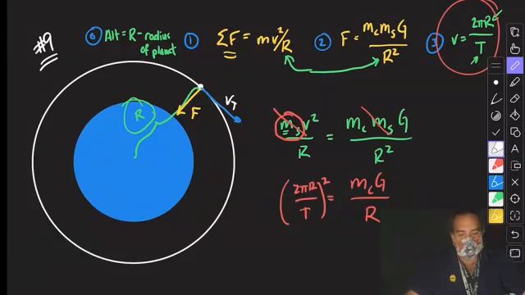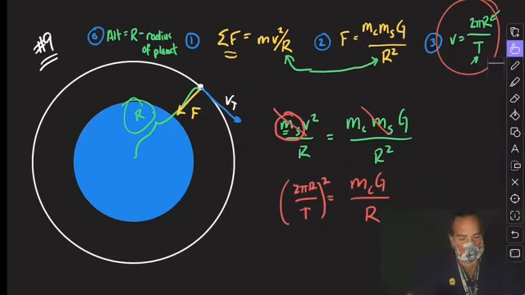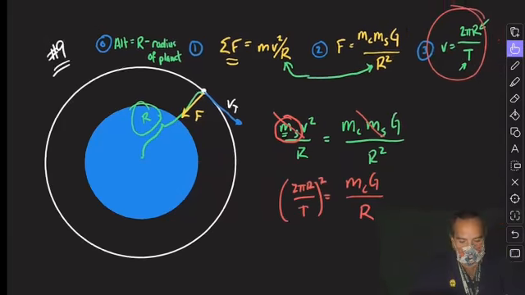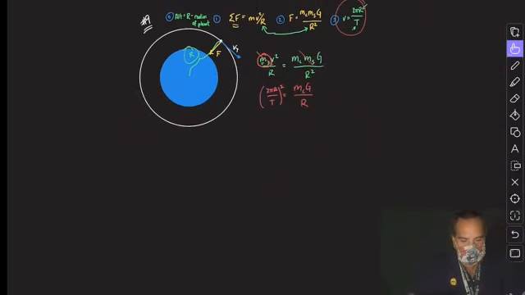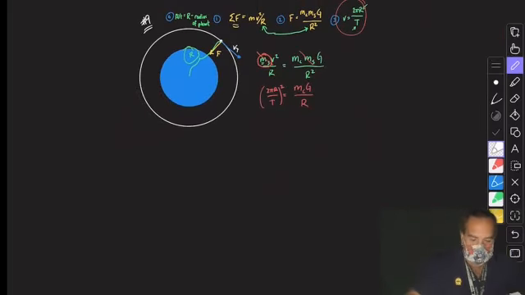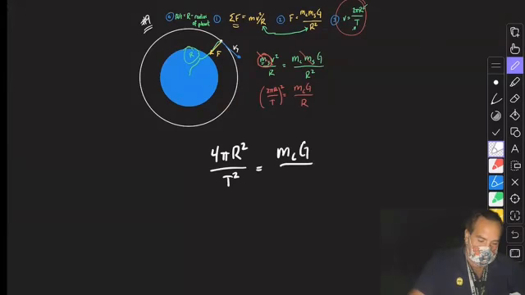Now, essentially we're done. We should clean this up though, make it look prettier. So I get 4 pi squared r squared over T squared equals m_c g over r.